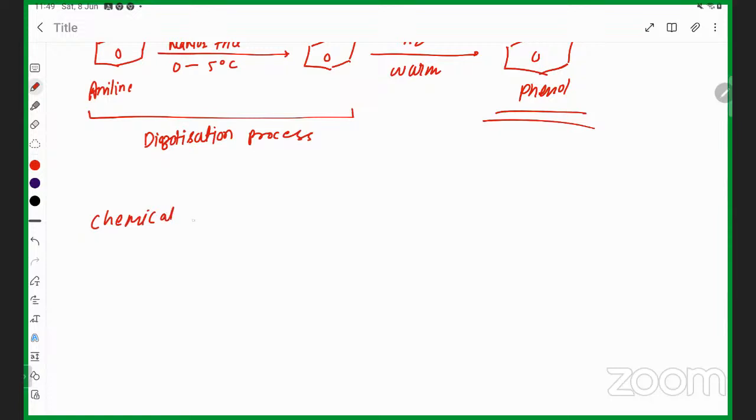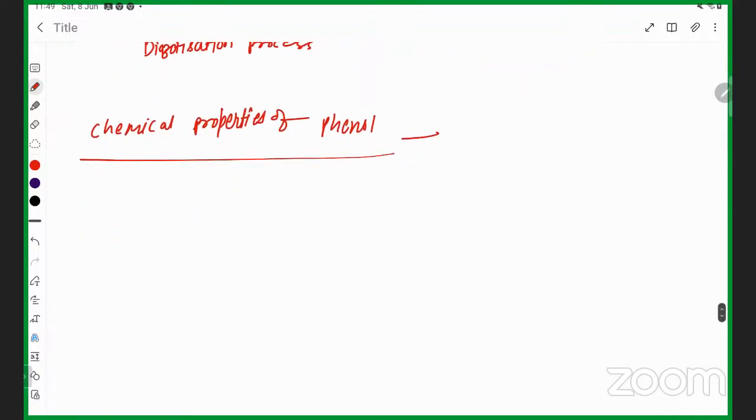Next one we are having is chemical properties of phenol. Chemical properties of phenol, this we are having.